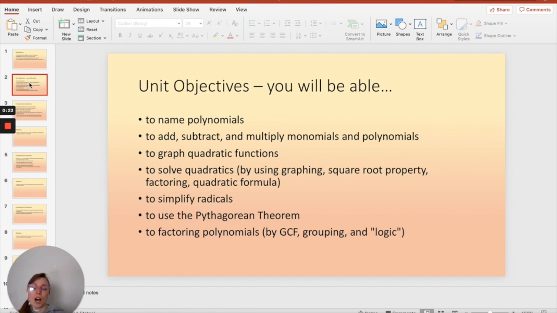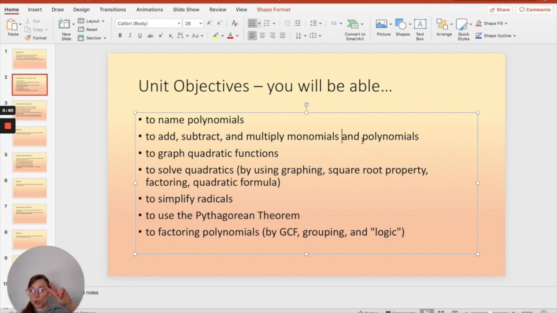All right. Unit objectives. Remember, these are a whole unit altogether. So to name polynomials, we've completed. We've also added and subtracted. And today we're doing multiplying. I should actually make this multiplying monomials and polynomials. So we're actually going to break this into two sets of notes. The first one is today's: multiplying a polynomial by a monomial.